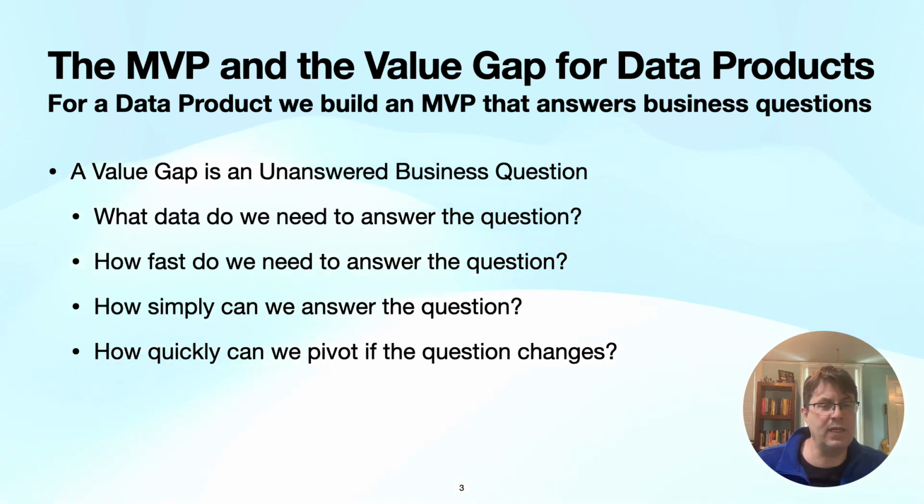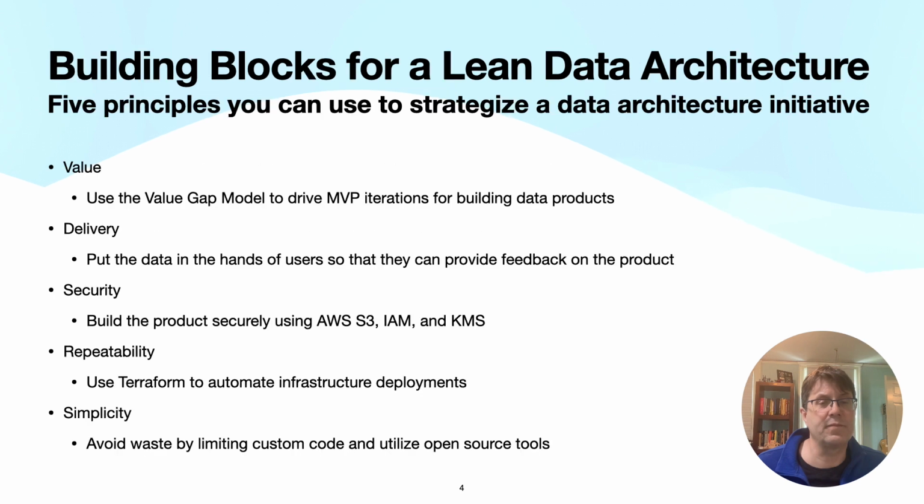How simply can we answer the question? Simplicity is key because that defines how much time it takes us to build something. It can also define how much time it takes us to get feedback, and lack of simplicity can make pivoting much harder. Because the final thing is we want to be able to pivot quickly if the question changes or if the question wasn't correct to begin with.